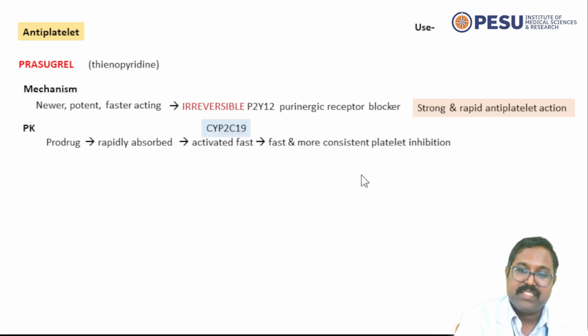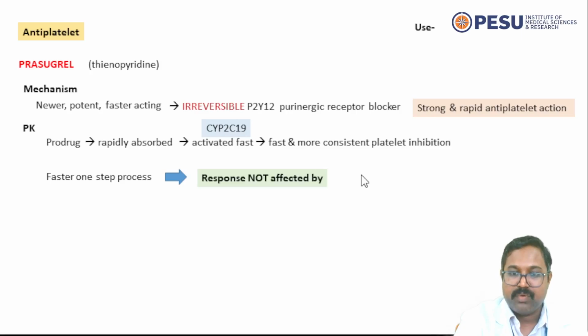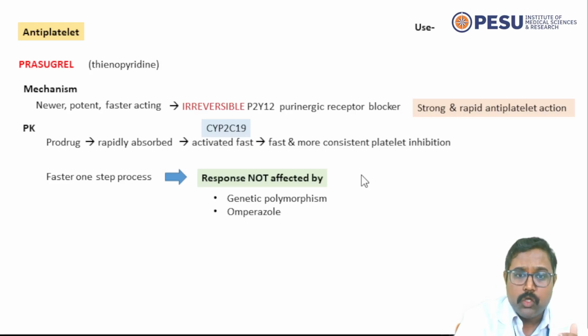Again it requires CYP2C19 similar to clopidogrel for activation, but activation is much faster than clopidogrel activation. It is a faster one-step process where the response is not affected whenever the individual has any CYP2C19 polymorphism, or along with omeprazole, it doesn't lose its therapeutic efficacy.